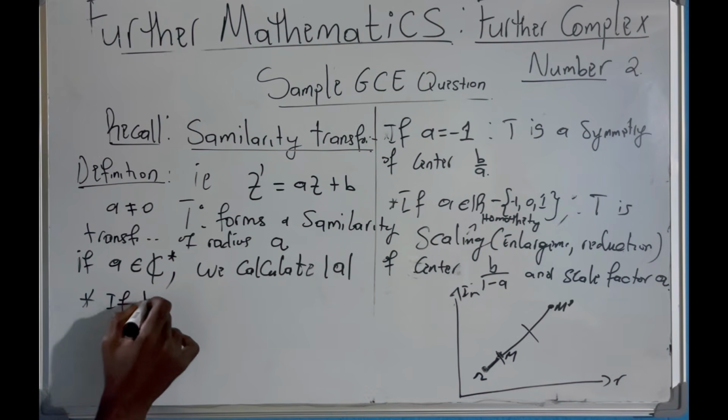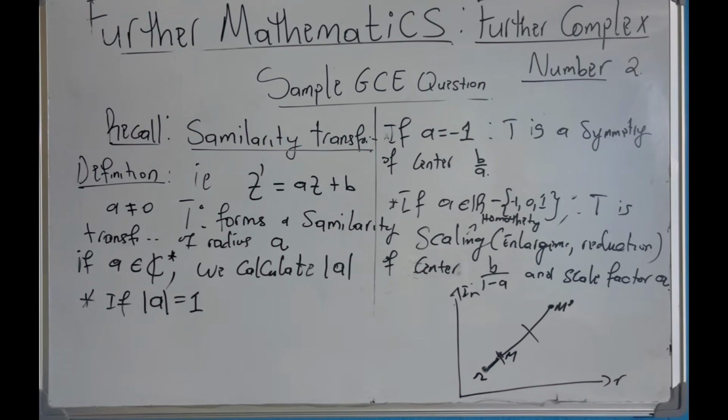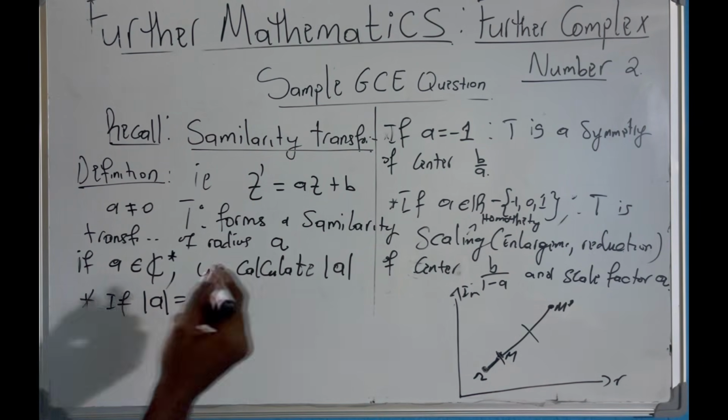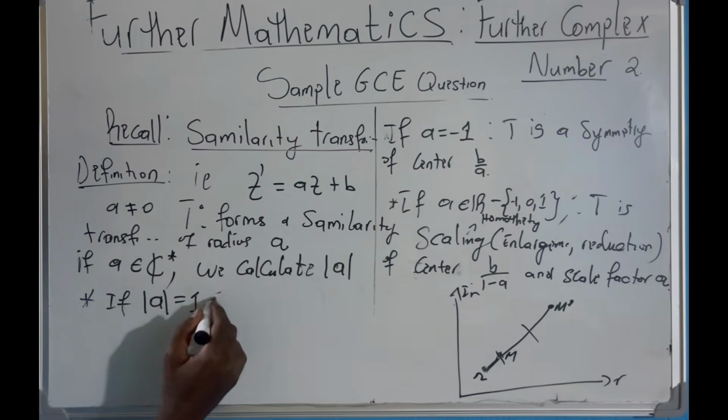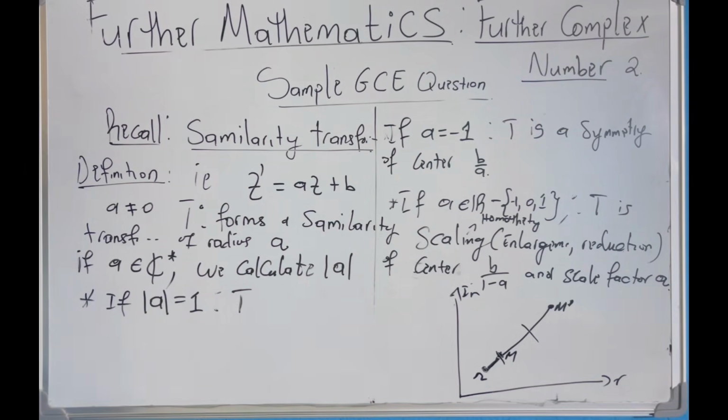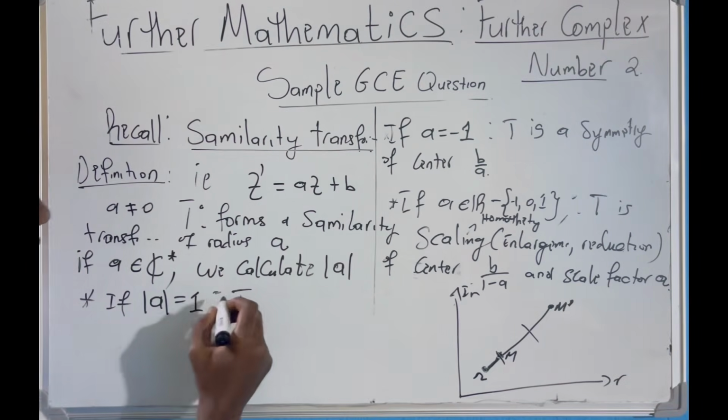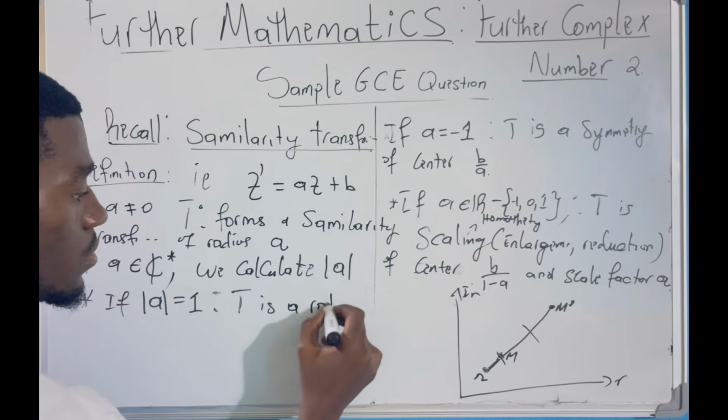If the magnitude of A, or the modulus of A, equals 1, we see that T now describes a rotation of center B over 1 minus A and angle A. Are we understanding what I'm saying? So if A is a complex number, unlike what we were doing here, where A was a set of real numbers, taking -1, 1, 2 and all those things. Now if A is a complex number and I calculate the modulus, and it gives me 1, it means that T is a transformation that describes a rotation.